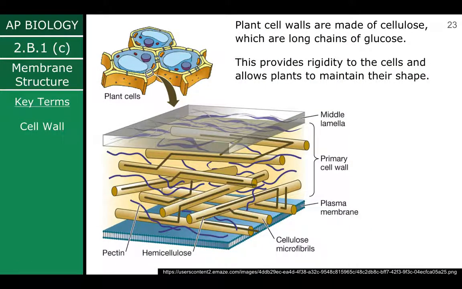So here's a picture of our plant cell, and the cell walls of the plant cell are going to be very different than the cell membrane. The cell wall is made of cellulose, which is large chains of glucose, and you can see here, it helps that plant maintain shape. It's really strong.